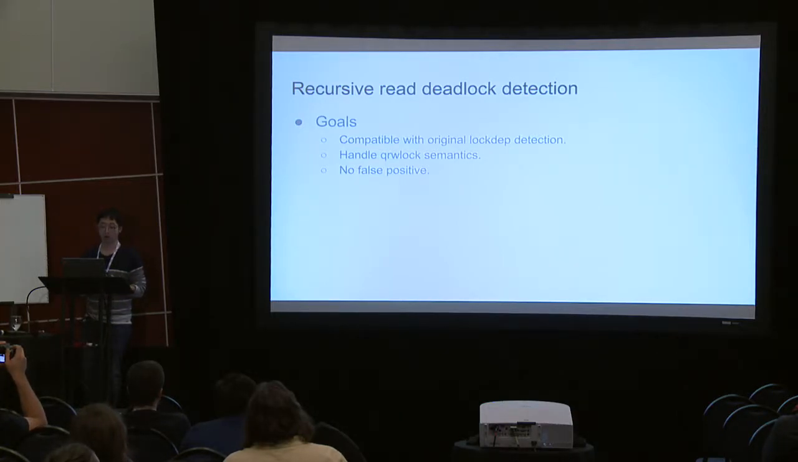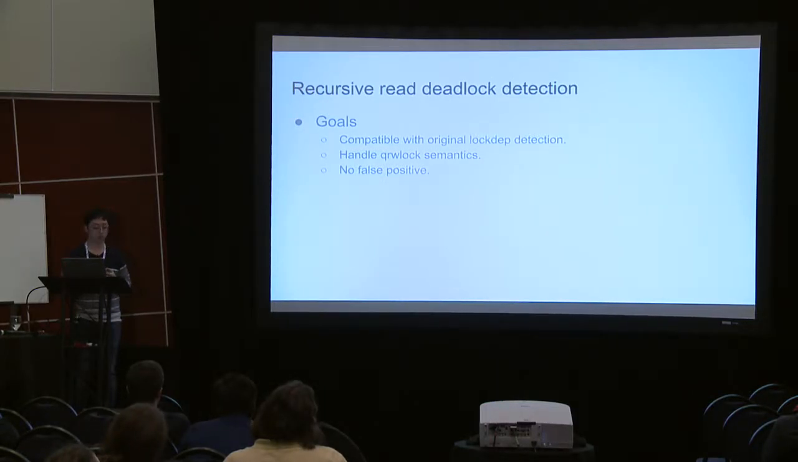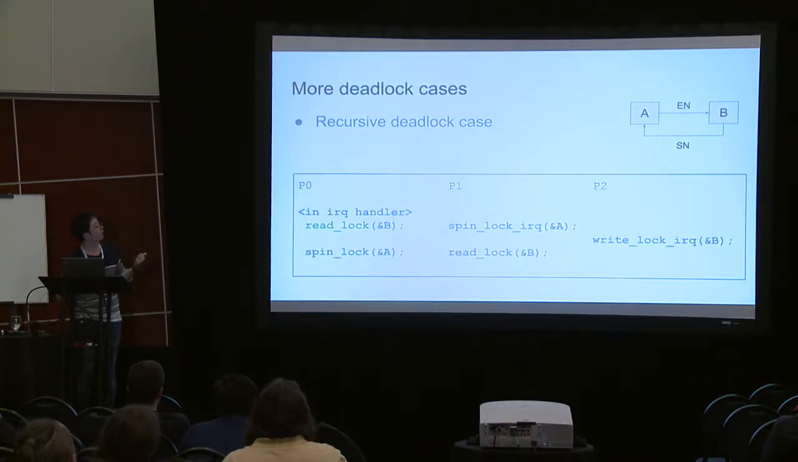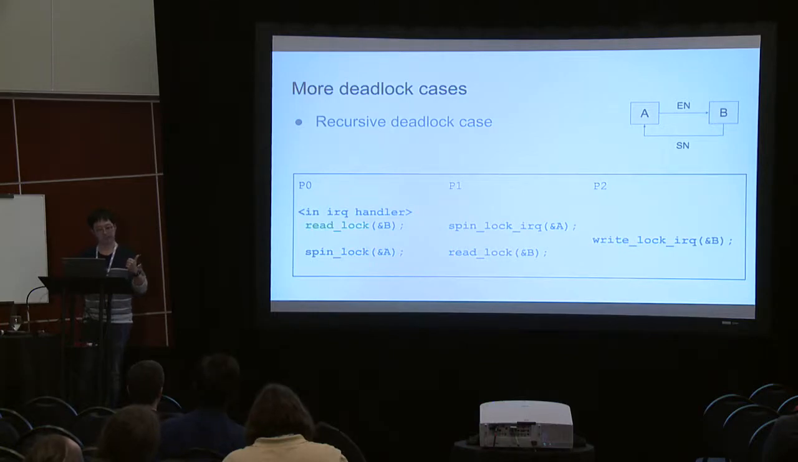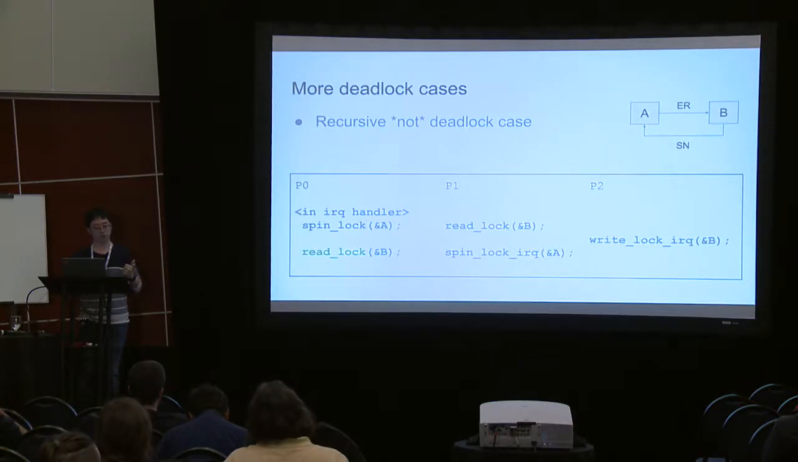We try to make sure we can detect recursive deadlocks. There are three goals we want to achieve. First, we want to make sure that the good old Lockdep detection is still working. Second, we want to handle the semantics of queued read-write lock. And the third is very important: we don't want any false positives. So this one is not a deadlock, and we could have a very easy way to detect this one. This one is a deadlock, but it would introduce a false positive for the other. So we want to detect deadlocks well, but we don't want to detect this as a deadlock. That's what I mean: we don't want any false positives.